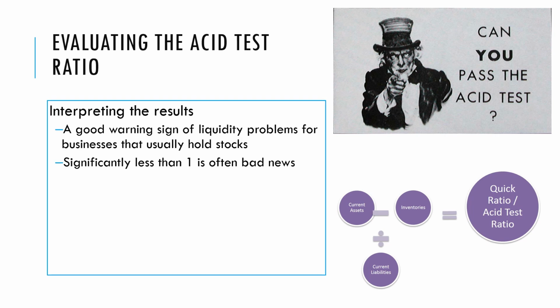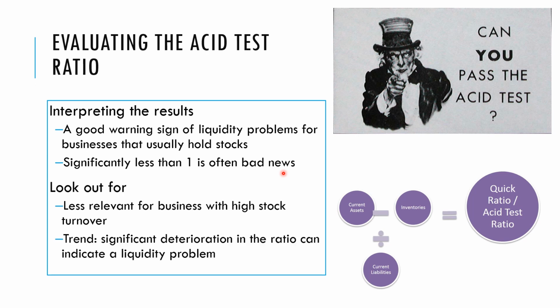So it's a good warning sign of any problems that might be arising for businesses, particularly businesses that usually hold stocks, because we're not including stocks in our calculation. Significantly less than 1, often bad news. You've got lots of debts to pay back within the next year and not much cash to do it. So again, that could be a problem. So if you turn through stock quite quickly, you get through your stock very regularly, that might not be a problem as much.